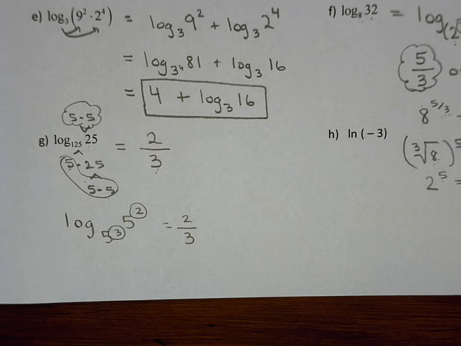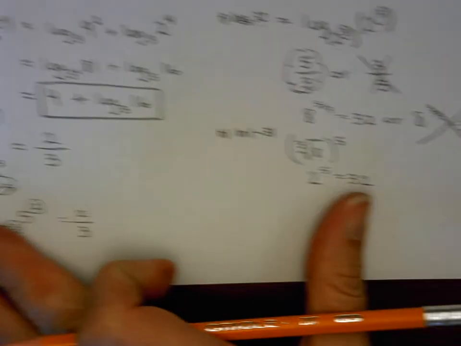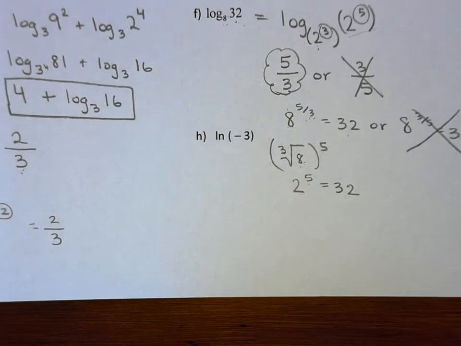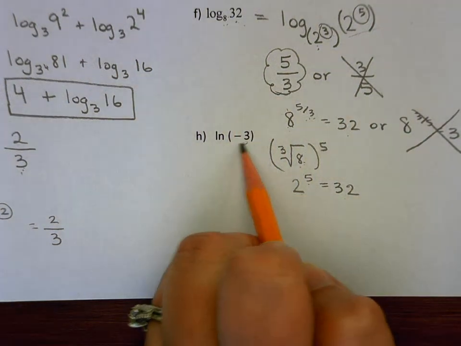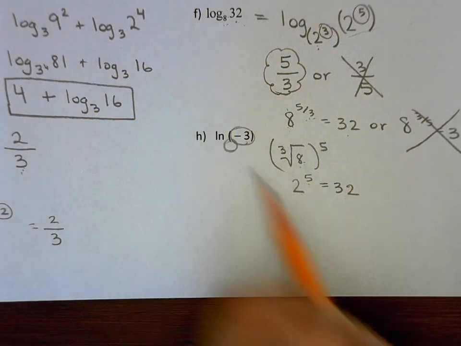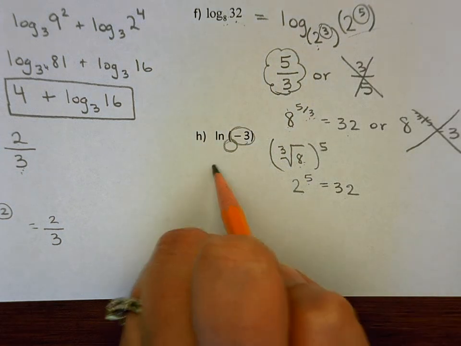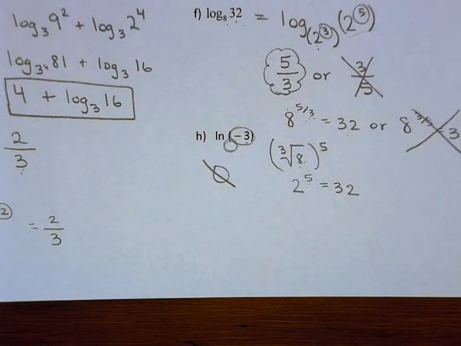Now to do the very last one. I'm trying to make this one super simple. Remember, we can't have negatives here or here. So that means there is no solution to that, right? We're out of the domain of logs.